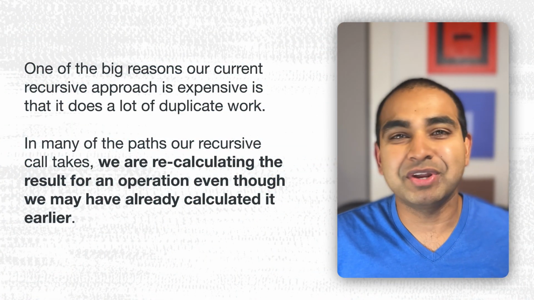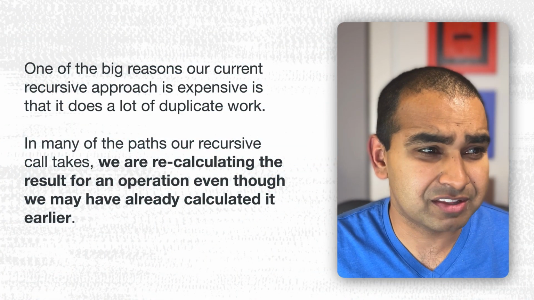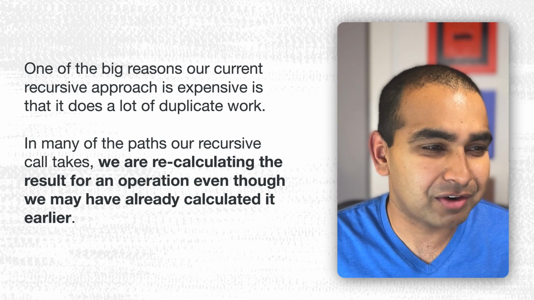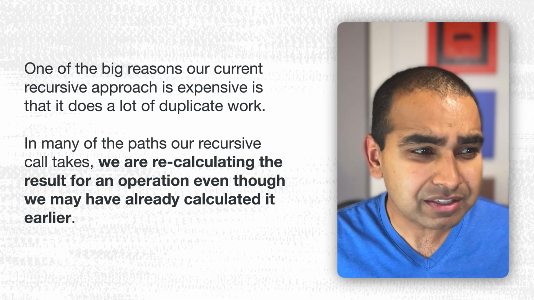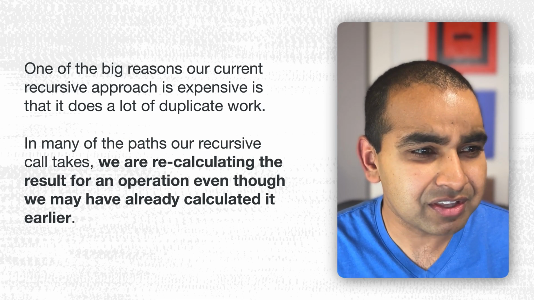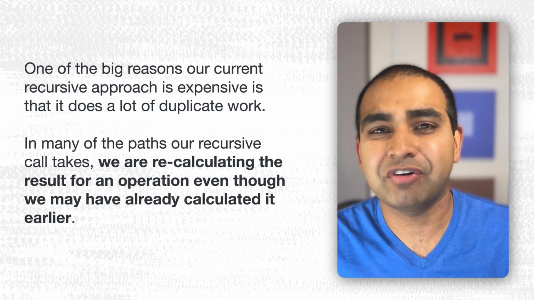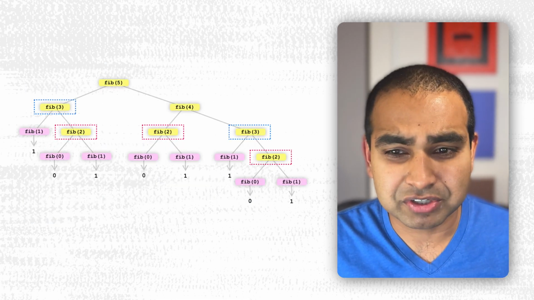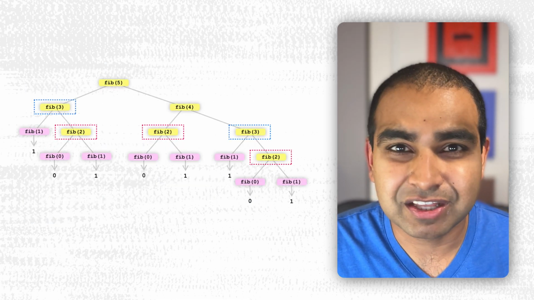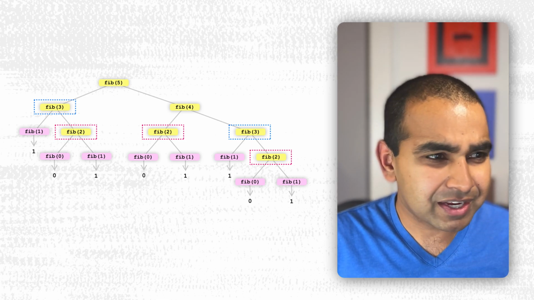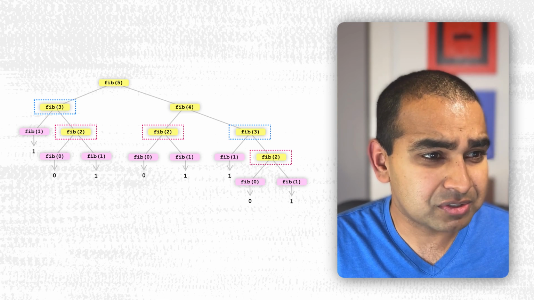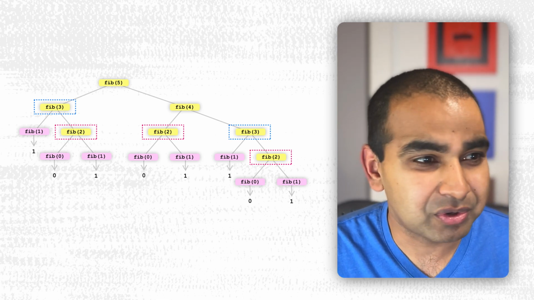Now, one of the big reasons our current recursive approach is expensive is that it does a lot of duplicate work. In many of the paths our recursive call takes, we are calculating and recalculating the result for an operation even though we have already calculated it earlier. So let's take a look at the function call tree for Fibonacci 5 that we saw earlier. Notice that I've highlighted the number of times Fibonacci 3 and Fibonacci 2 are being called over and over again.